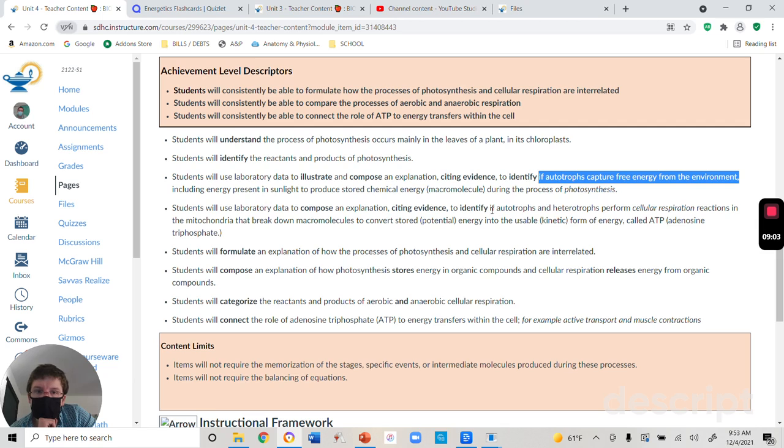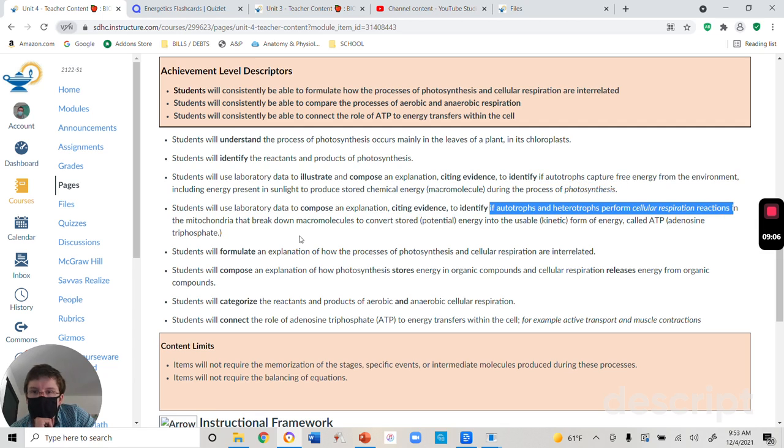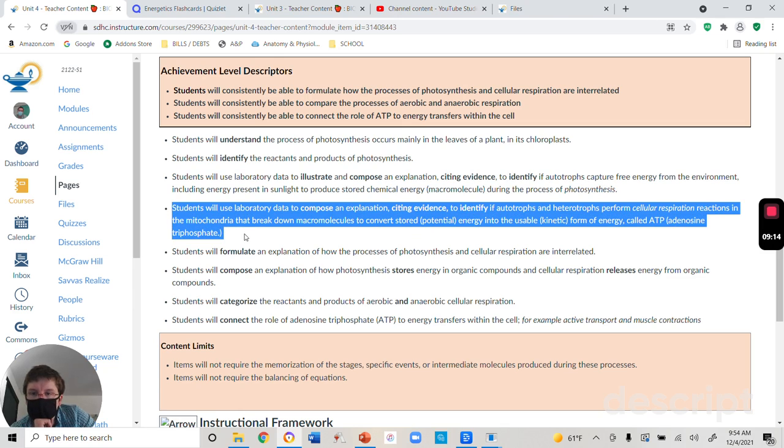Autotrophs and heterotrophs perform cellular respiration reactions in the mitochondria that break down potential energy. Yep. So this pretty much explains it for you. There's really nothing more to it than you need to know that both autotrophs and heterotrophs perform cellular respiration. Even though plants do photosynthesis, they also need to do something with that energy that they're storing. So just remember this: plants do photosynthesis and cellular respiration. Heterotrophs, so consumers, they just do cellular respiration.